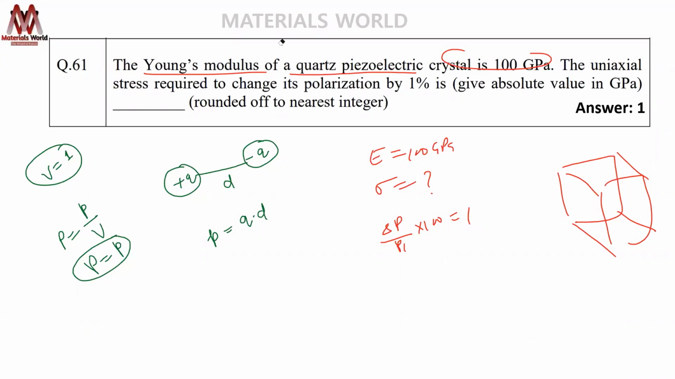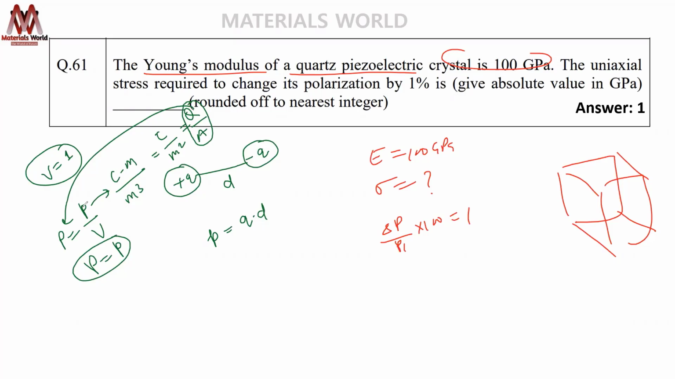How is that possible dimensionally? If you see dimensionally, P is Q into D, that means Coulomb into meter, and V is meter cube. What are we getting? Coulomb by meter square. Coulomb is charge and meter square is area. Charge density is nothing but polarization. Right? Surface charge density is nothing but polarization.